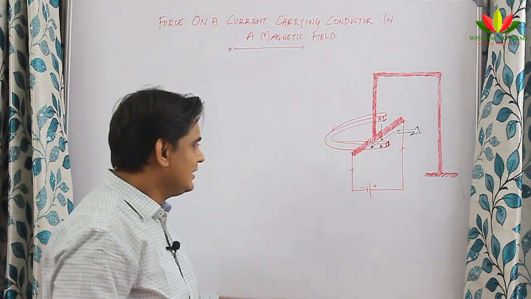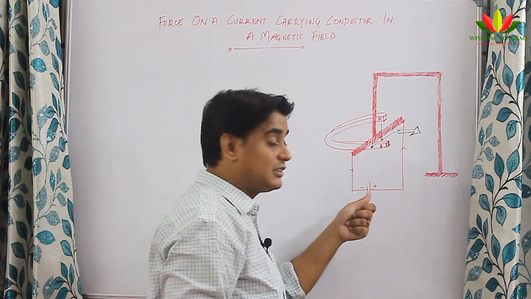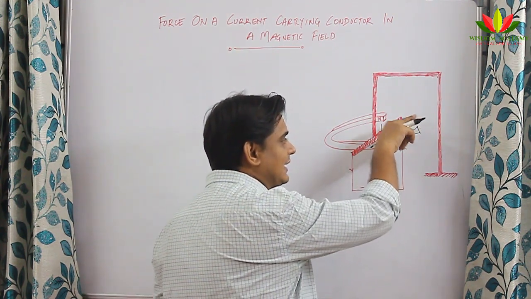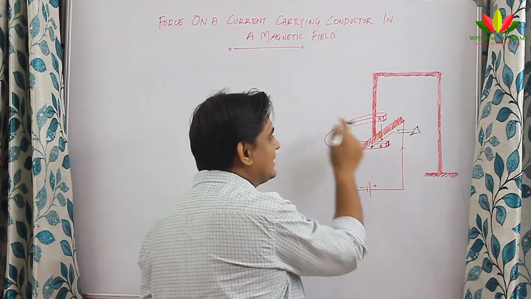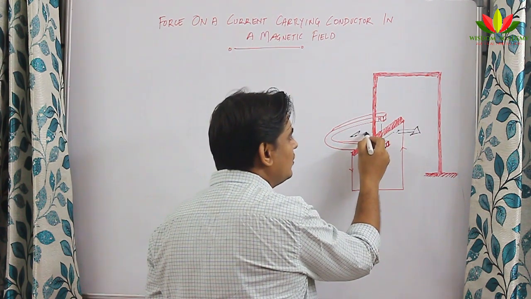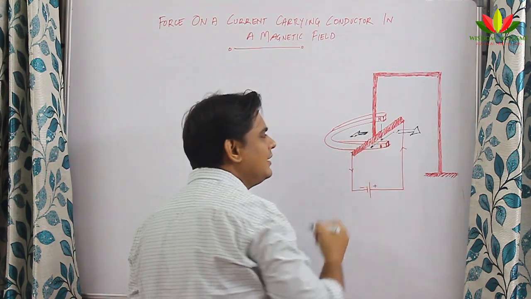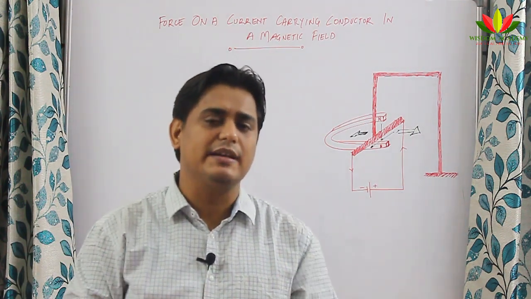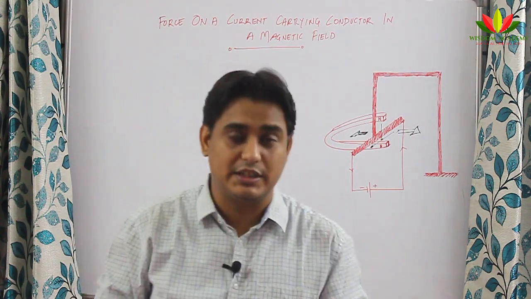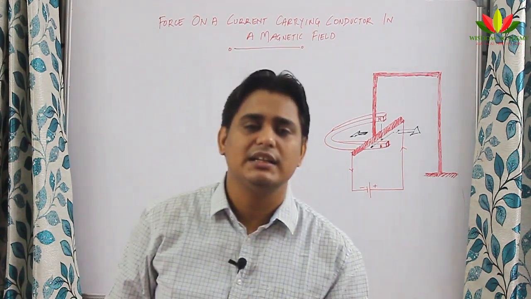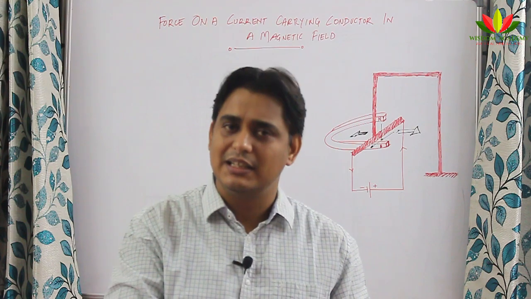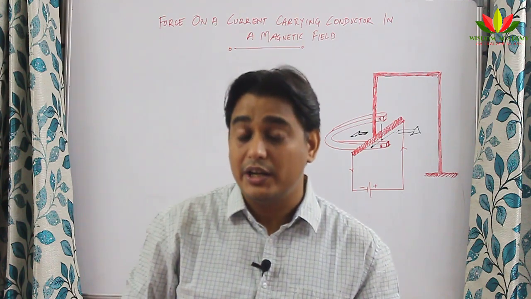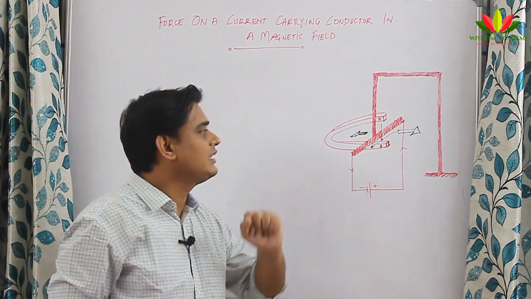Then in the experiment, the direction of the cell was interchanged, the polarity was changed, and the current was flowing in this direction. Then the conductor was moving inside. So what was found? It was found that whenever there is a current carrying conductor kept in a magnetic field, it experiences some force. It's a very important phenomenon. Please make a note of that: whenever a current carrying conductor is kept in a magnetic field, it experiences a force.